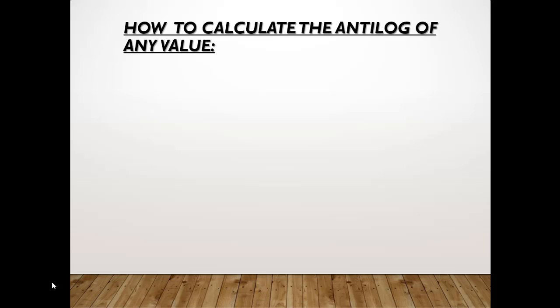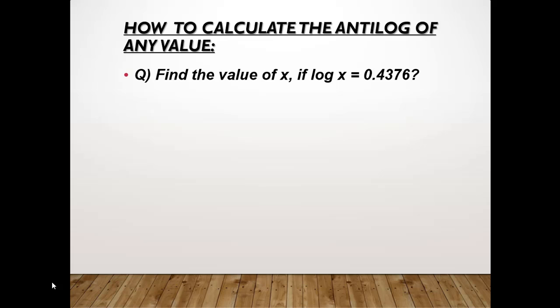Now how to calculate the antilog of any value. Antilog is actually the opposite of the log. In the previous lecture we have learned how to find the log of any value. Basically, finding the log of any value is actually finding the power, or the exponent. In this case we have to do the reverse: log of which power will give us which number. Log of base 10 to this power will give us which number. So we have to find that particular number in this case, okay.